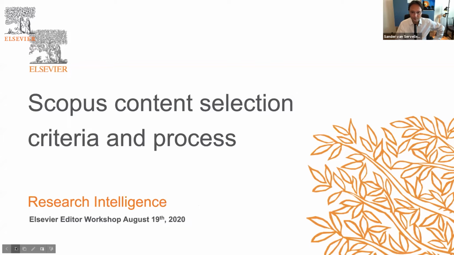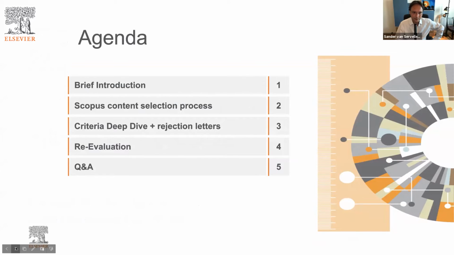Okay, so as I said, we're going to talk in detail about the content selection process and criteria. Roughly, this is what we'll cover. Introduction, we'll go through the process in terms of practically how it works. We'll look at each criterion and look at conceptually what it means, as well as practically what it means. We're going to look at some rejection letters, which I think is one of the best ways to learn about this process, looking at some of the reasons given for rejection. If we have time, we'll look at what re-evaluation is, so that you understand that content is sometimes also removed from Scopus. Then we'll do the Q&A.